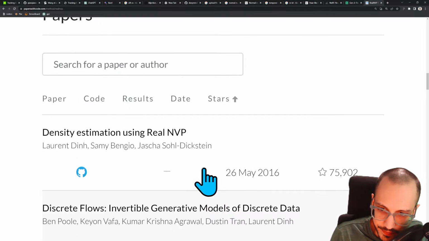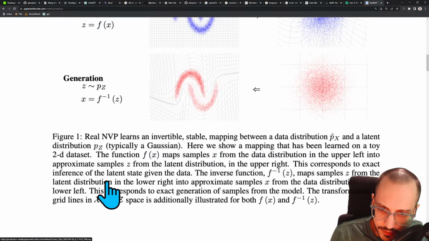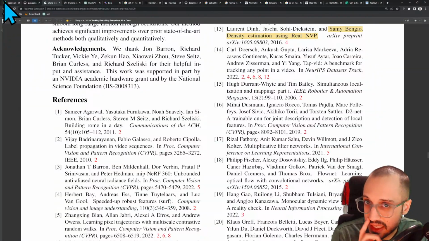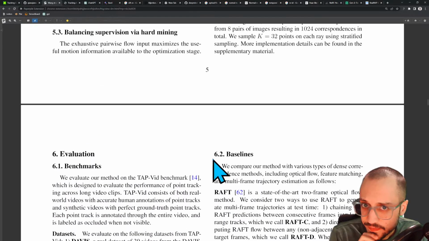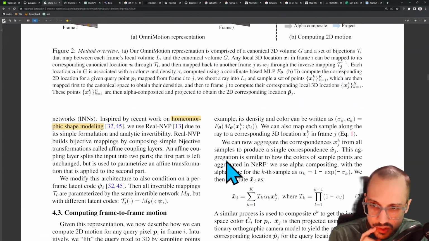So what does the inverse of a neural net mean? How do you take the inverse of a neural net? Do you literally just run it backwards?